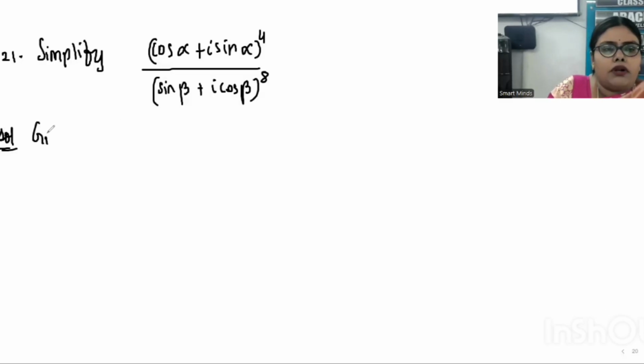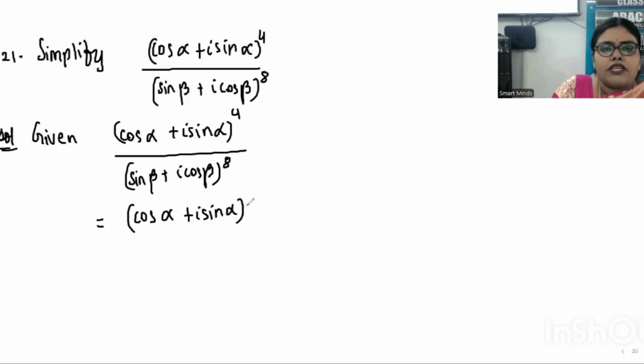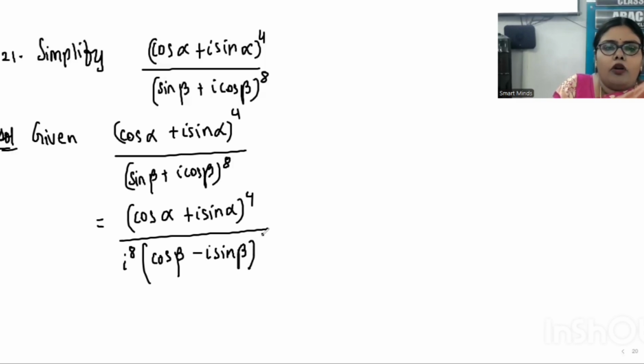So first let us write the given expression. (cos alpha plus i sin alpha) whole power 4 by (sin beta plus i cos beta) whole power 8. We will not change the numerator. Numerator is in proper cis theta form. We will change the denominator. From the denominator, I will take i common. So if I take i common, it will become i power 8 outside, and (cos beta minus i sin beta) whole power 8.